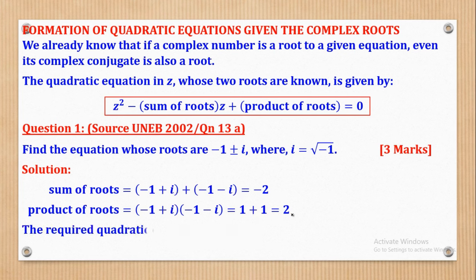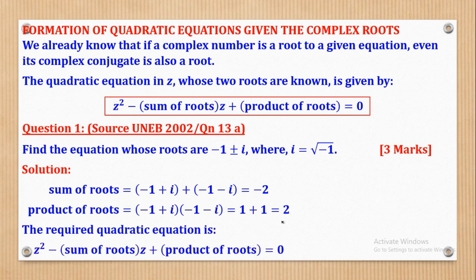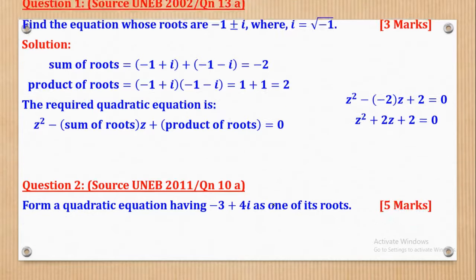Next is to quote the required equation. So I know that it will be good from here. I'll substitute for sum here and also substitute for product here. So when I do that, I'm going to come up with this expression. Then this negative and this negative will become positive, so we'll end up with this as the required quadratic equation.